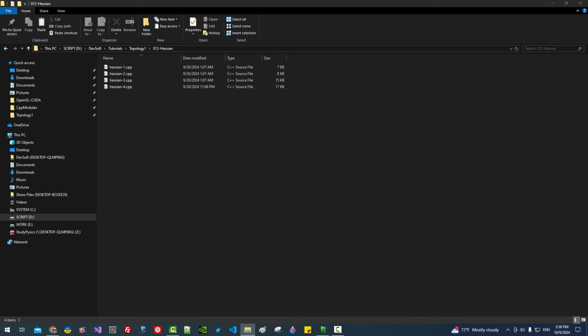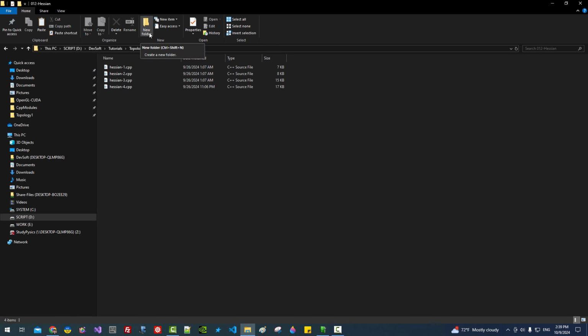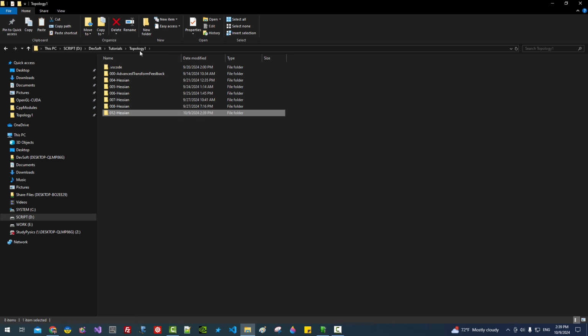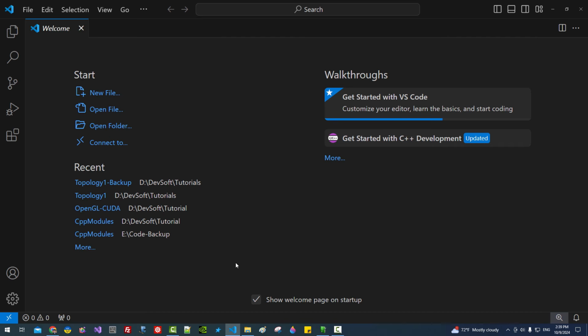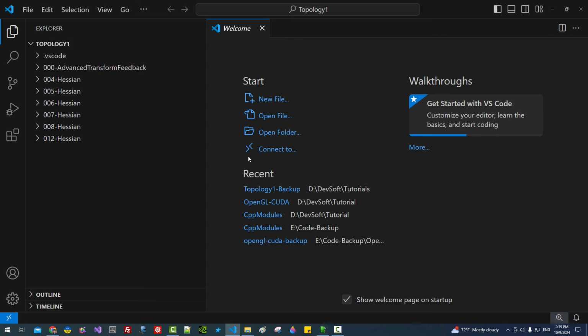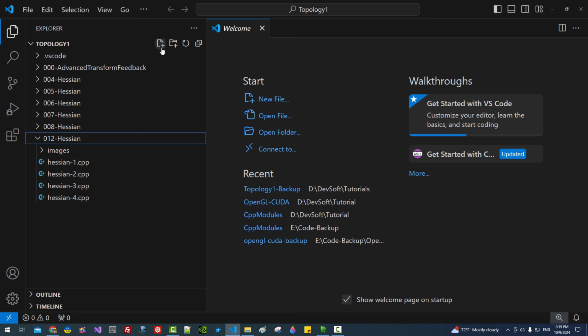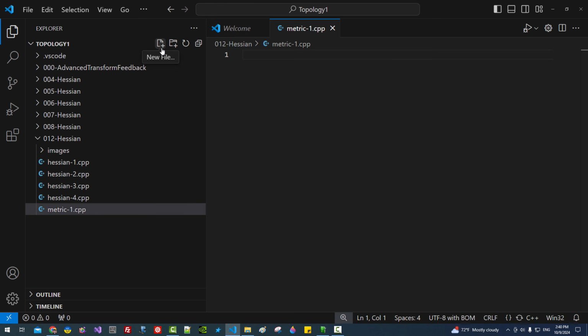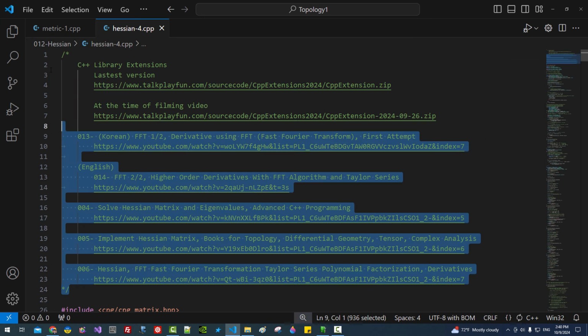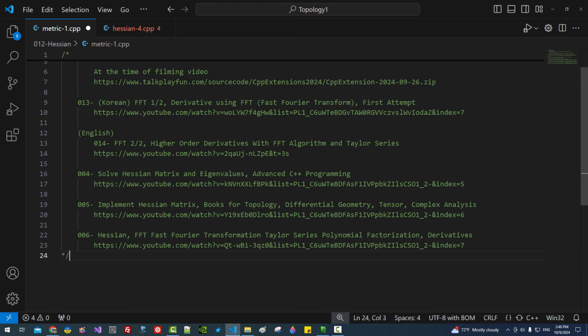In this folder, I will create a new folder, images. In this subfolder, I will paste an image file. Now, go up, copy this folder path, open up Visual Studio Code, open folder, paste, hit enter, select folder. In this folder, click this button, metric1.cpp. Hit enter. Open up hessian4.cpp. Ctrl V. We will copy this, paste it here.